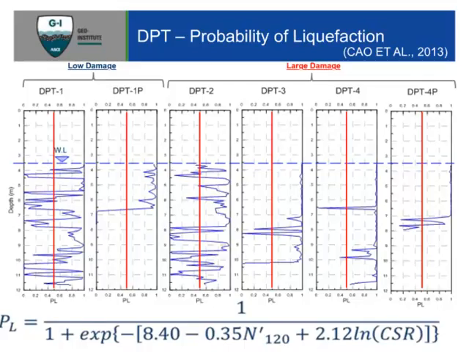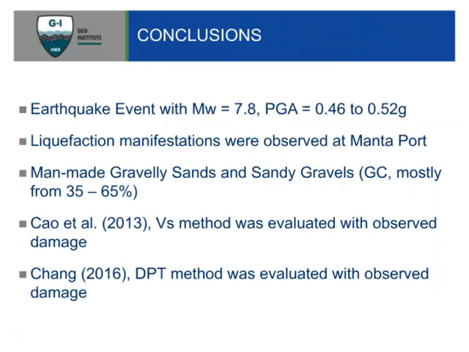And for large damage sites, DPT2, DPT3, DPT4, DPT4P, you see more gravelly, sandy, and sandy soils that the method estimates the probability of liquefaction at 100%. So I think that this method captures what we found at the site.